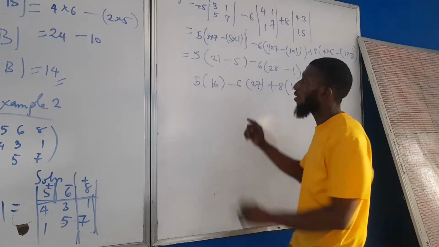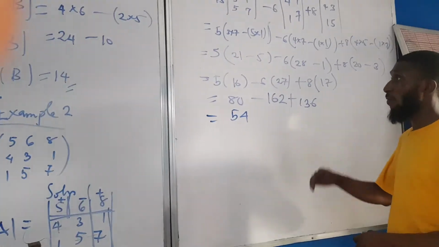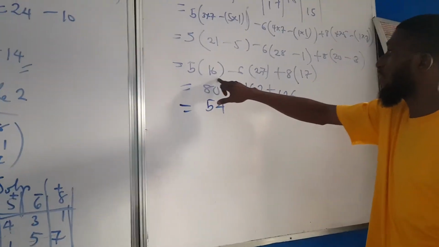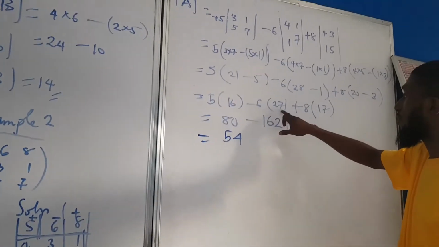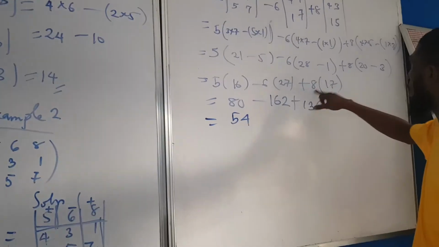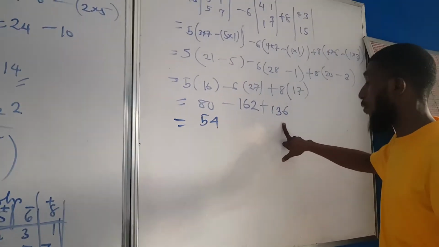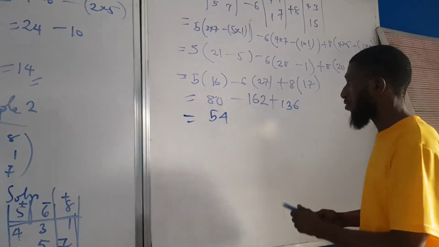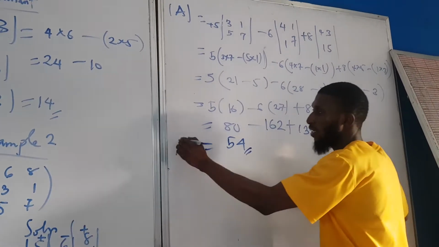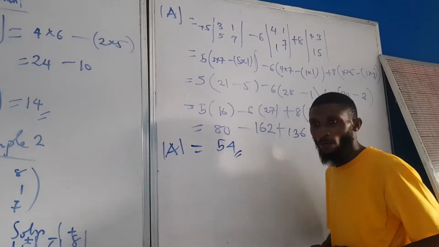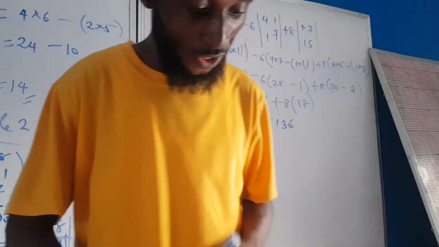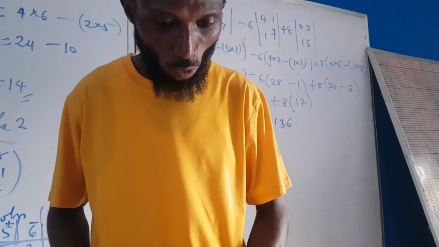Then from here now, we have 5 times 16 is 80. Minus 6 times 27 is 162. 8 times 17 is 136. By having everything together, we have our determinant, which is determinant of A equals 54.